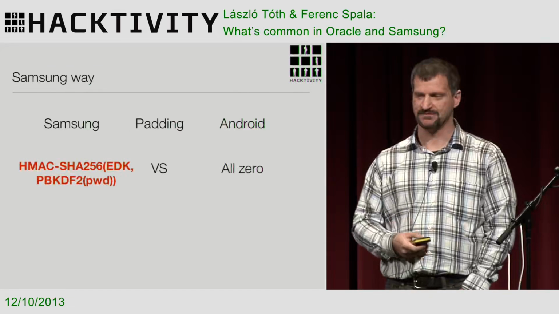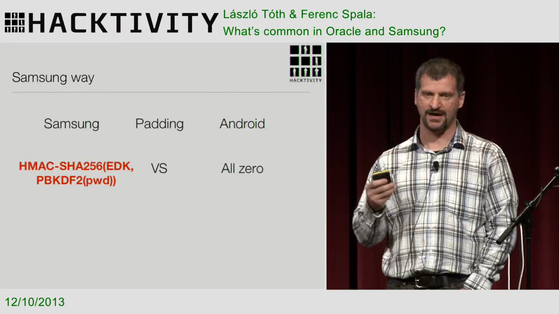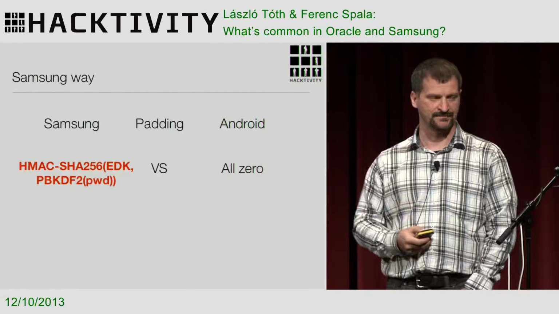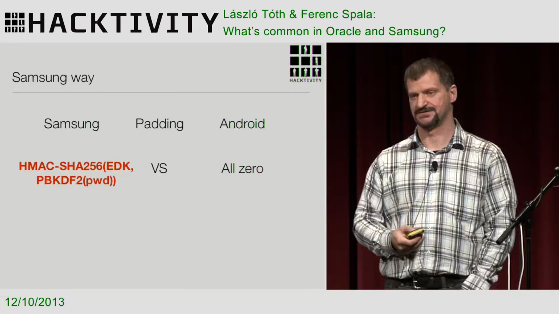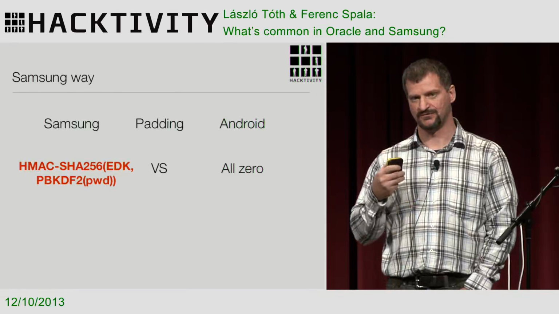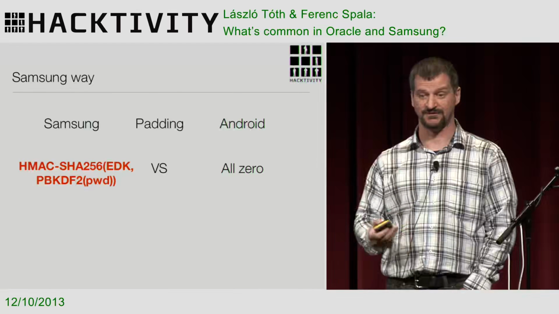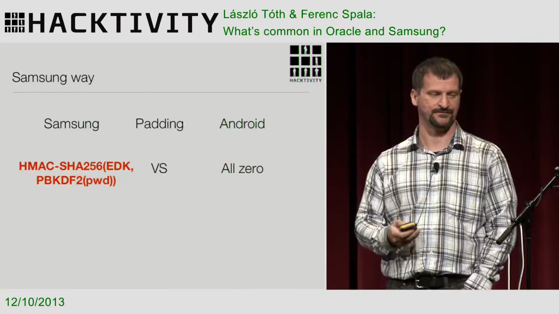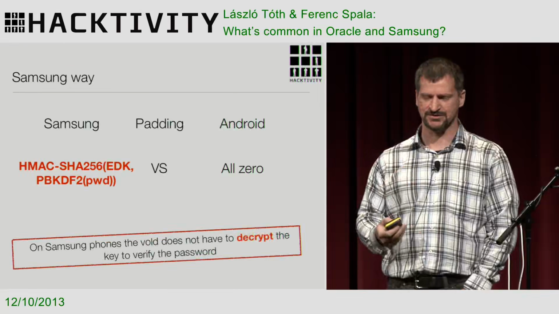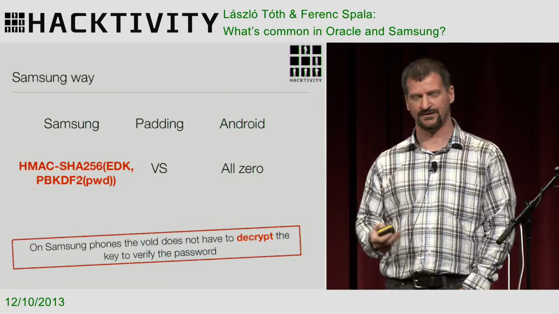In case of Samsung, it is an HMAC of the encrypted disk key, not the decrypted, but the encrypted one, and the key derivation results. It means that in order to verify a password, you don't have to decrypt the actual encryption key. There is a password verification functionality built into the vold process.